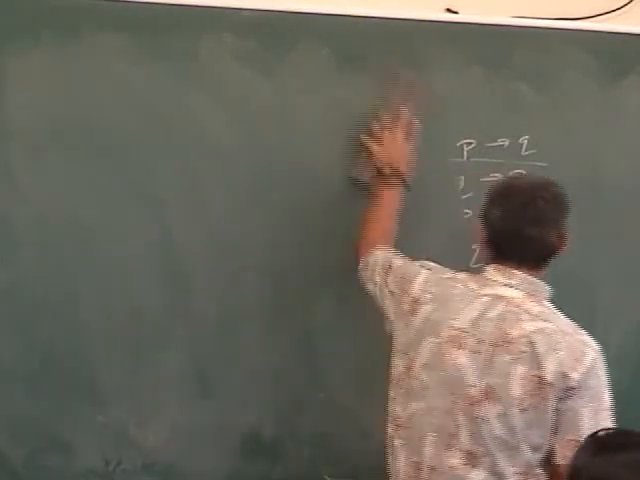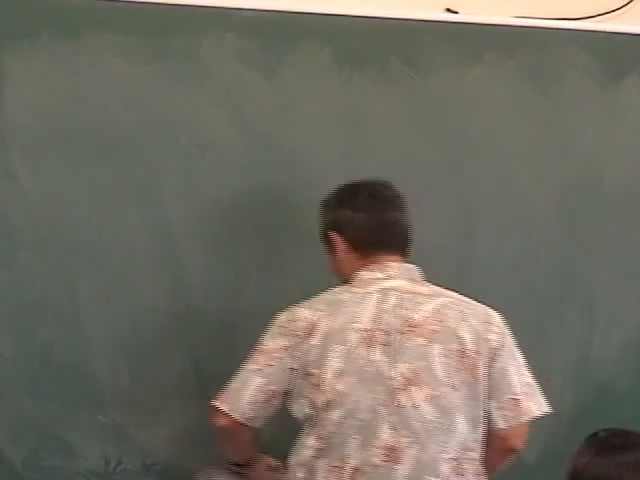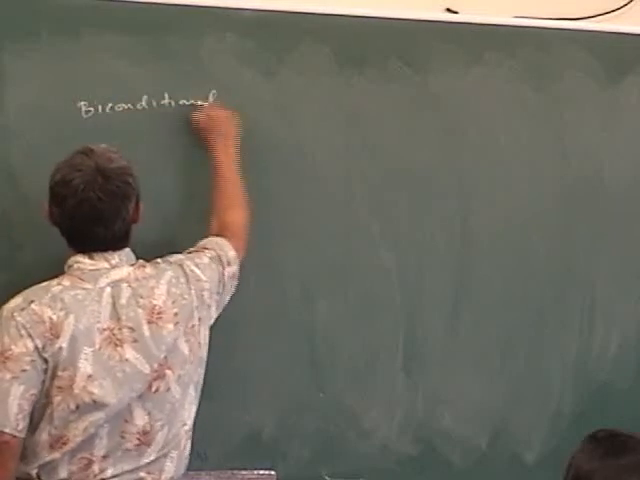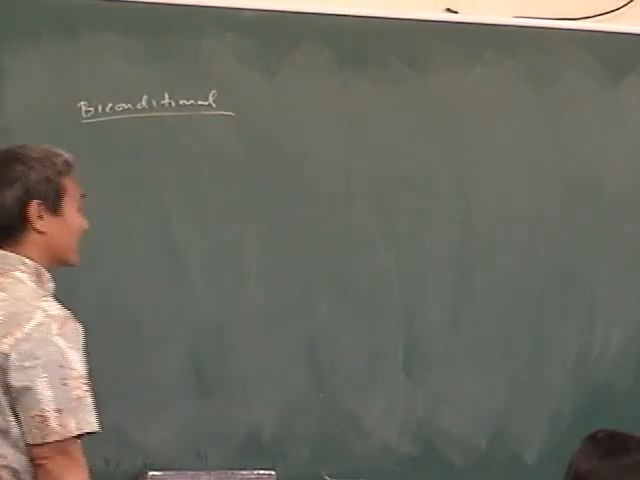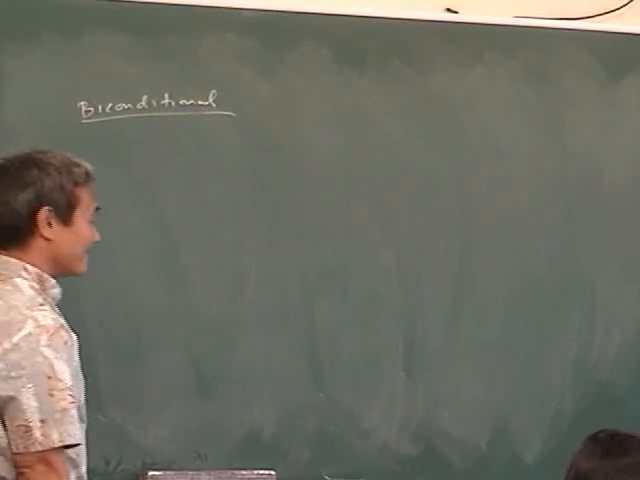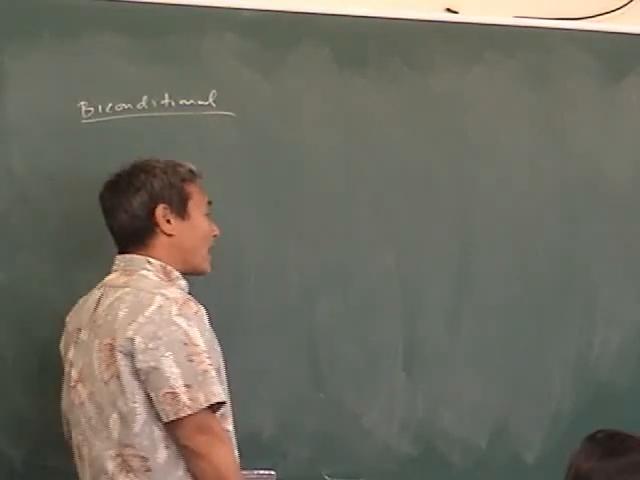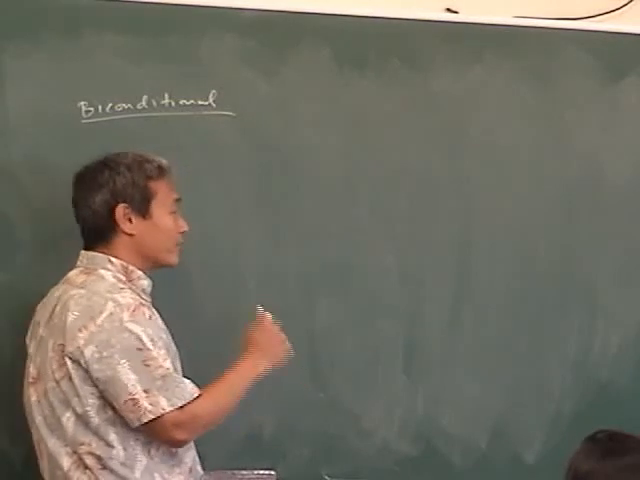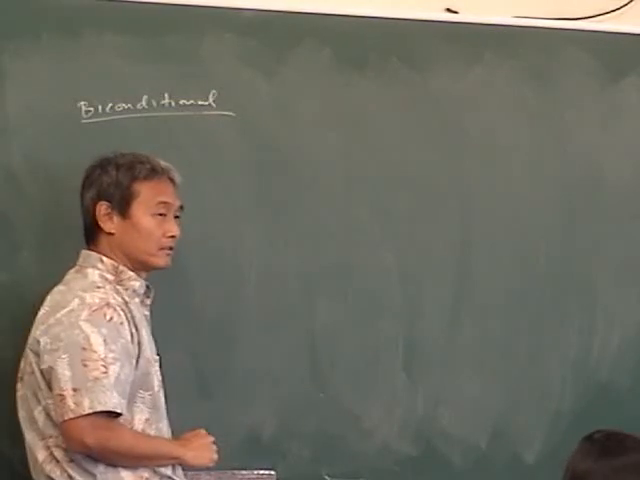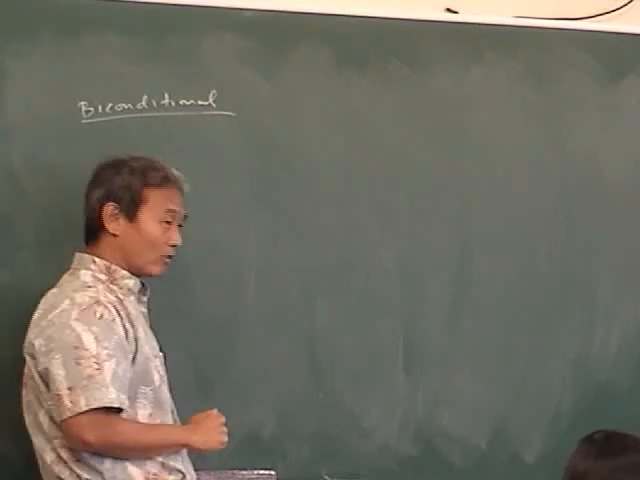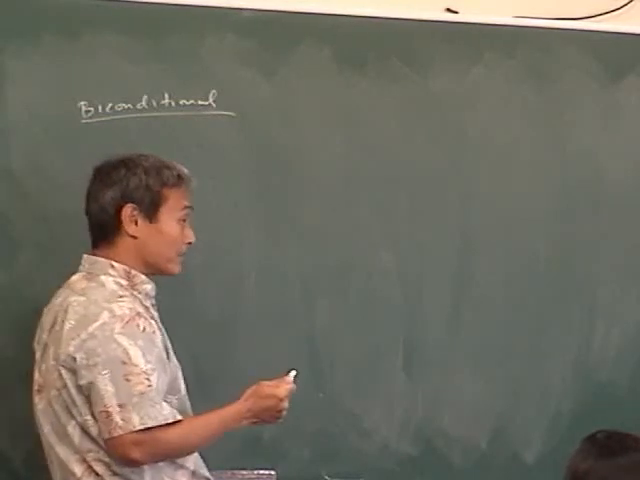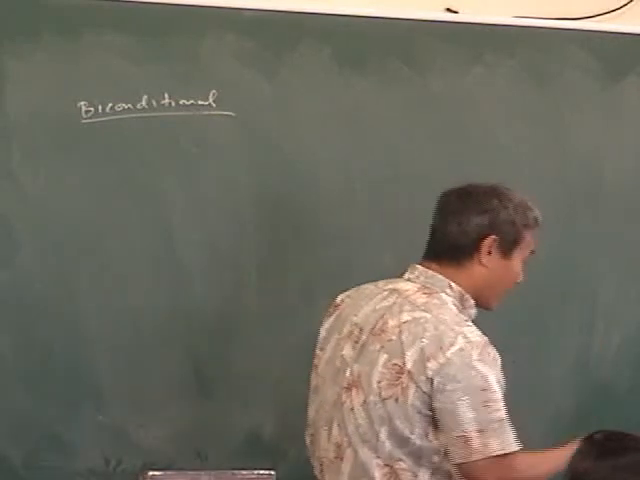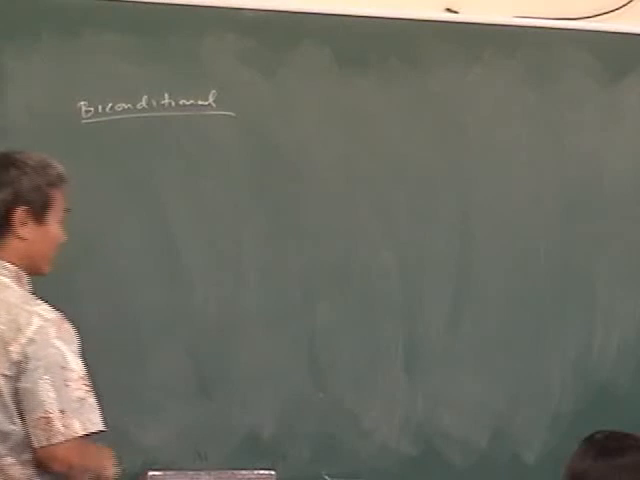Okay, the second and last truth table we have to know is called the biconditional statement. Let me give you an example. A triangle is equilateral if and only if all 3 sides are congruent. Did you ever hear that phrase before? If and only if? That's called a biconditional statement. A triangle is equilateral if and only if all 3 sides are congruent.